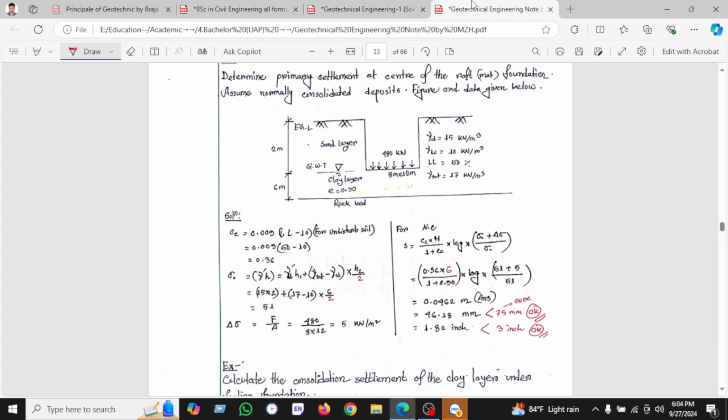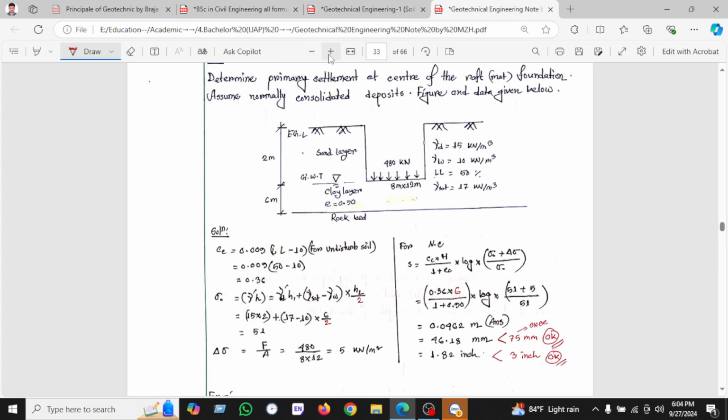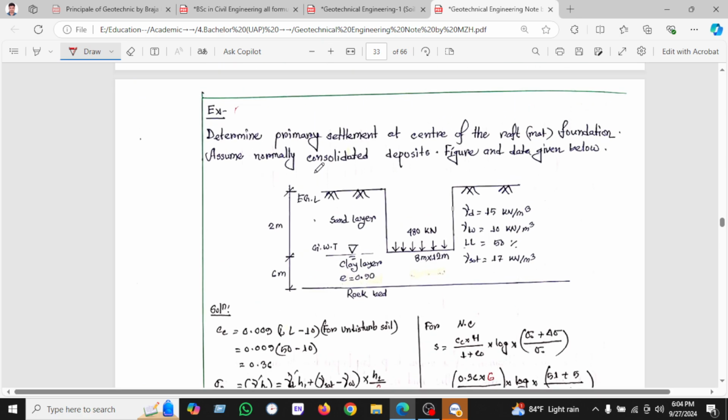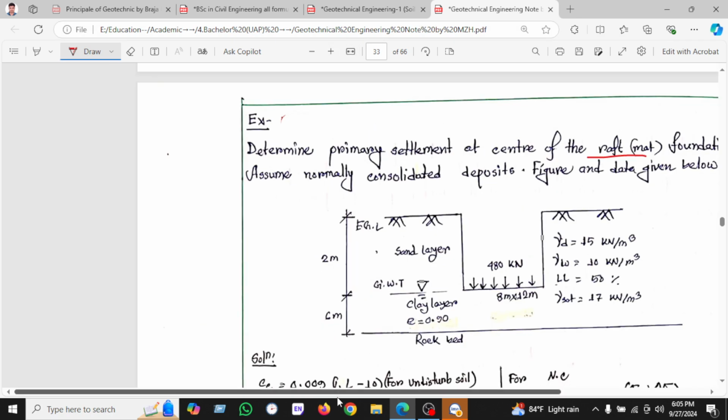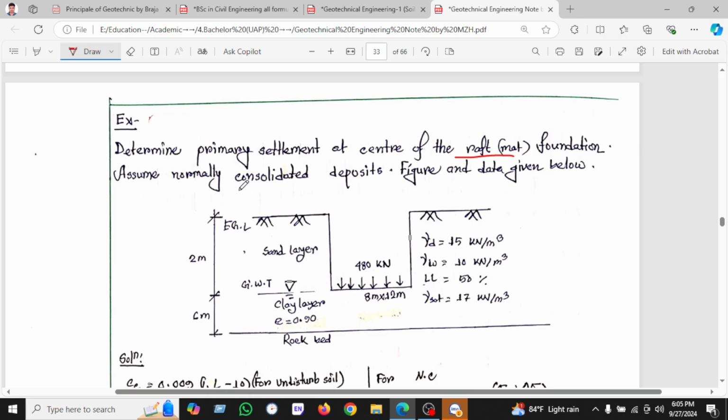So let's see another example here. Determine the settlement at the center of the raft mat foundation given here. Assume normal consolidation, as described in the figure, and the data is given. So we can see here the sand layer, and sigma is given, and the mat foundation is 8 meter by 20 meter, and D is given, gamma w is given 10, and liquid limit is 50, and saturated unit weight 17. So here the groundwater is below here.